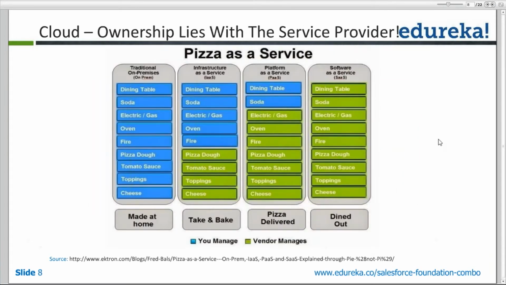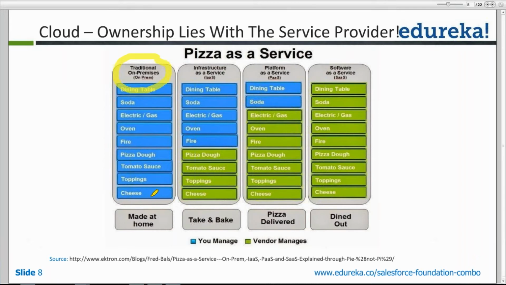So let's look at an analogy here. Pizza as a service. Just as we discussed about car as a service, you also have pizza as a service. So this is a very interesting example. If you look at the first example here, the first column, traditional on-premise, that has been compared with the made at home pizza. So in the traditional on-premise model, you used to have everything at home. So it was 100% made at home.